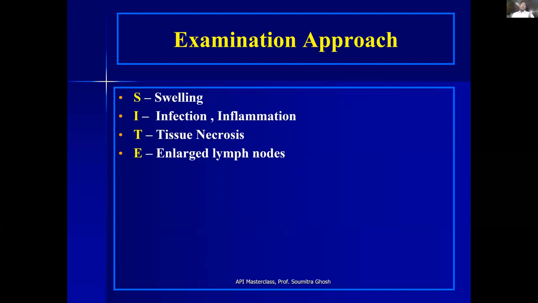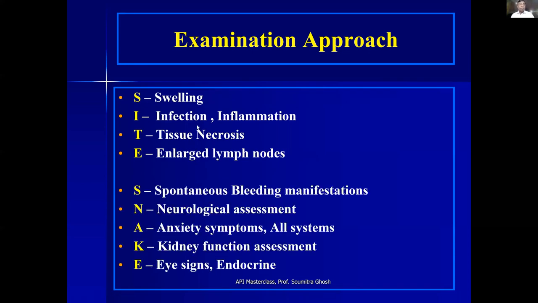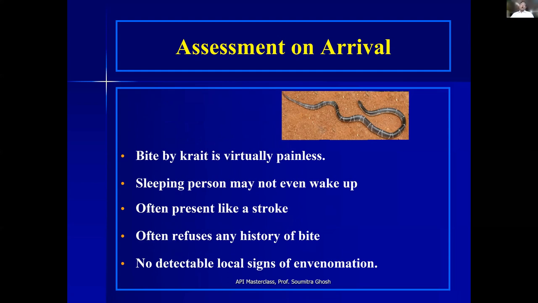It can be simply just local features. I mean, SITE and SNAKE is the other approach. Swelling, infection, inflammation, tissue necrosis, enlarged lymph nodes is a local area examination, and the systemic examination is SNAKE: spontaneous bleeding manifestation, neurological assessment, anxiety symptoms, all systems, kidney function assessment, eye signs, endocrine. This is a very important mnemonic, which we do not forget in a hurry during the examination of this patient. So on assessment, on arrival, we assess a bite by a krait.